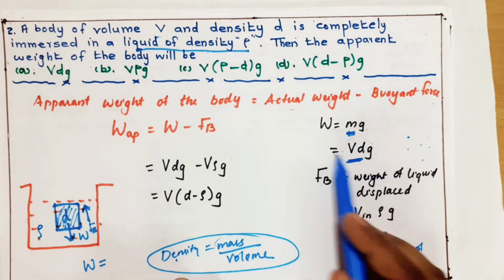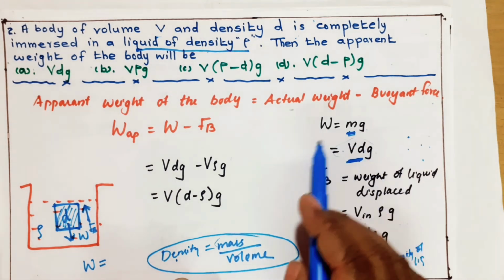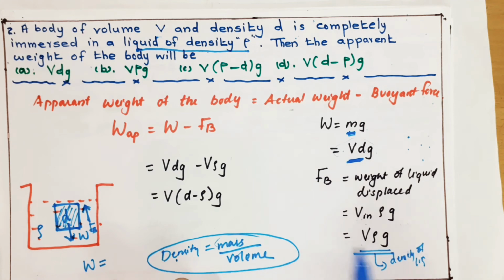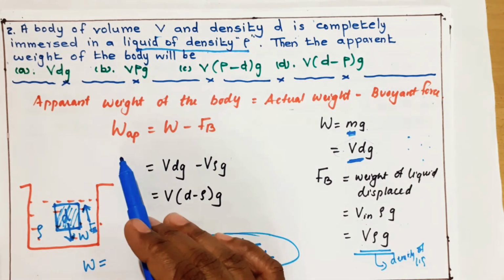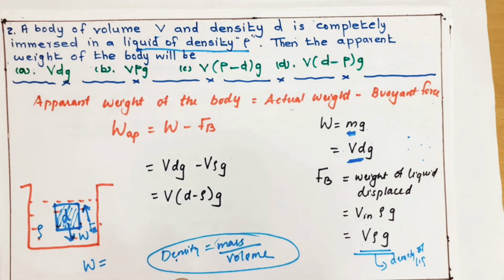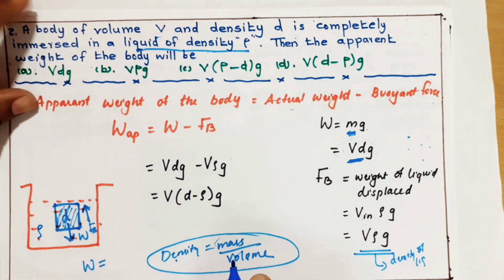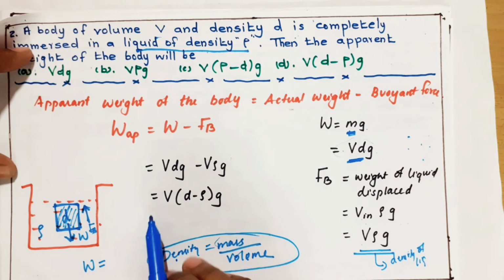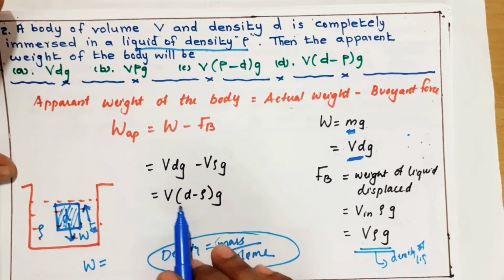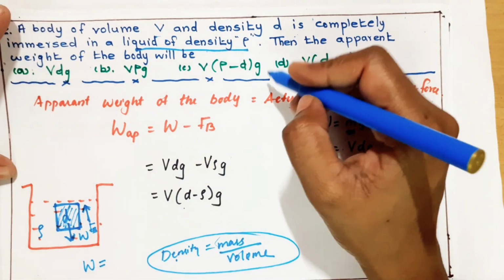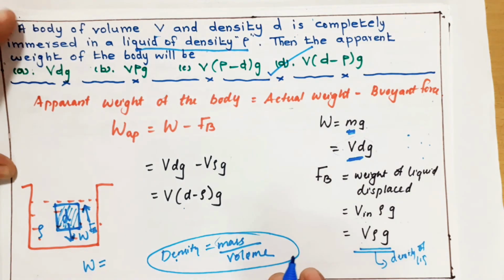So I got VdG and V rho G. VdG is the weight, V rho G is the buoyant force. So what will be the apparent weight? VdG minus V rho G. Clear? So what is your answer? If you take V common, it is D minus rho. So the answer is the last option: V into D minus rho by G.